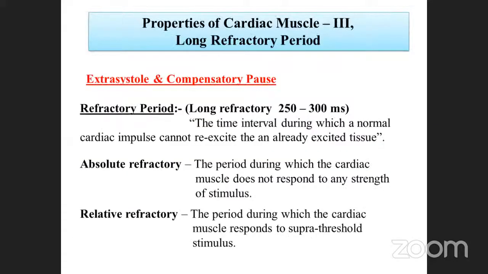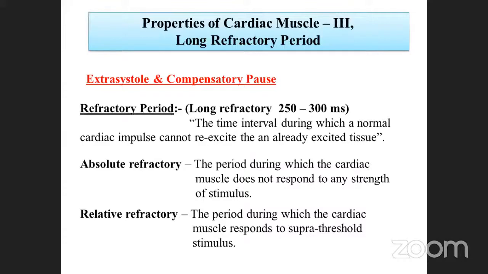Then the properties of the cardiac muscle, that is a long refractory period. We have discussed this long refractory period. In case of the cardiac muscle, this long refractory period is about 250 to 300 milliseconds. The time interval during which the normal cardiac impulse cannot re-excite the already excited tissue. The definition should be in proper words. I have taken this definition from your journal, but your definition should be in proper words.